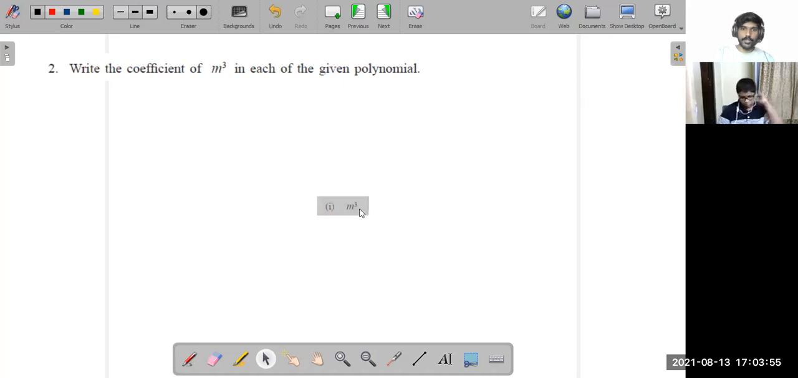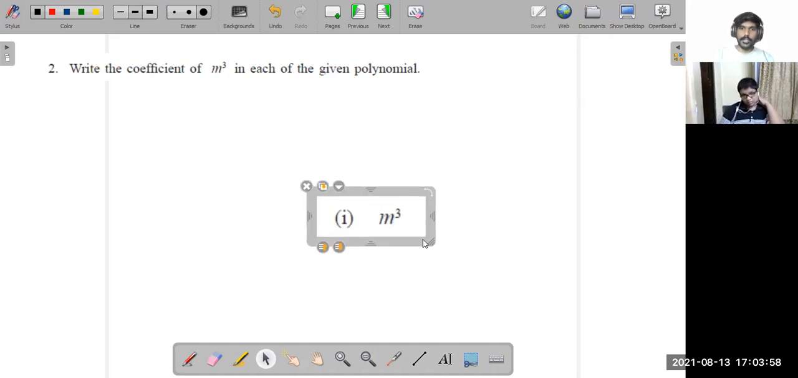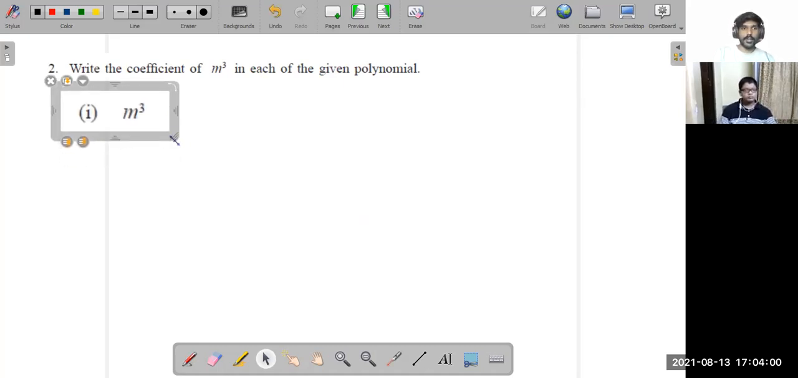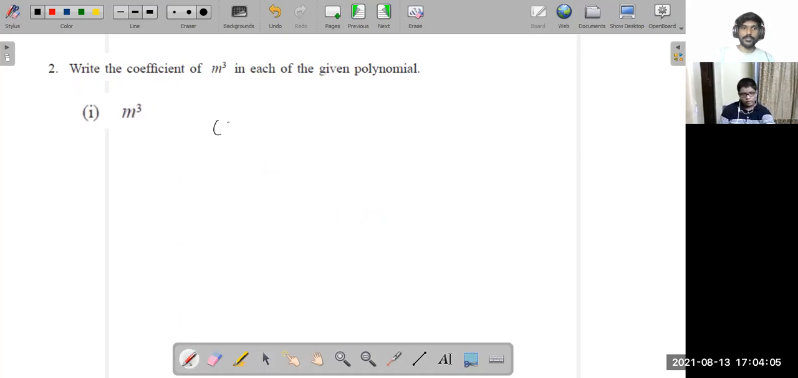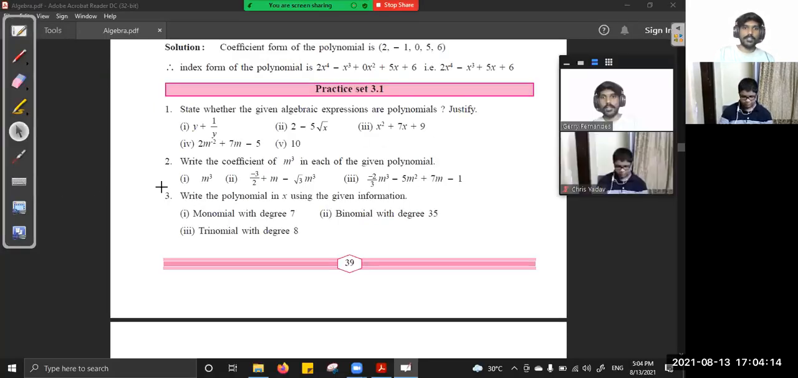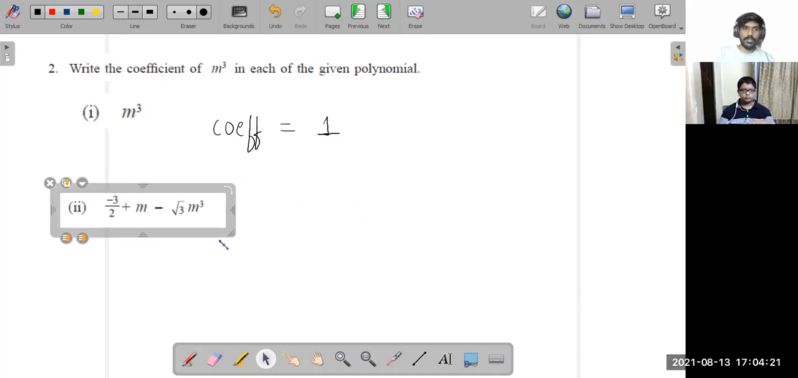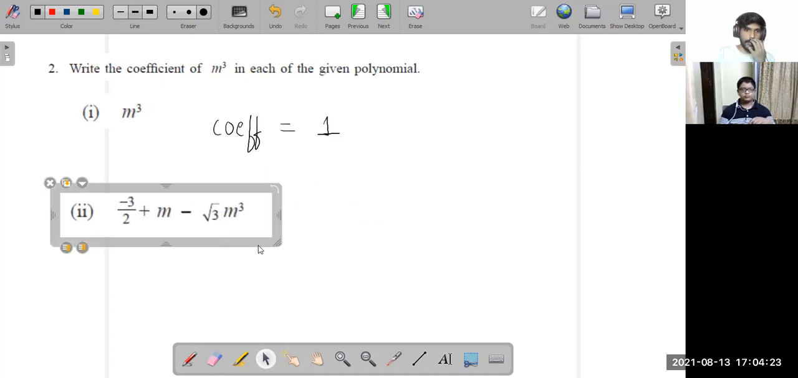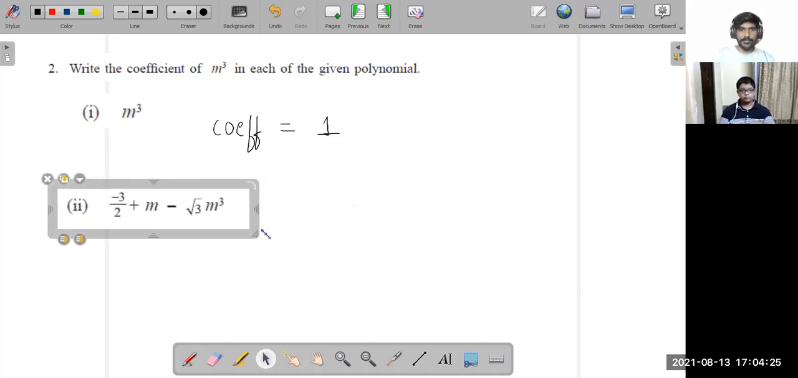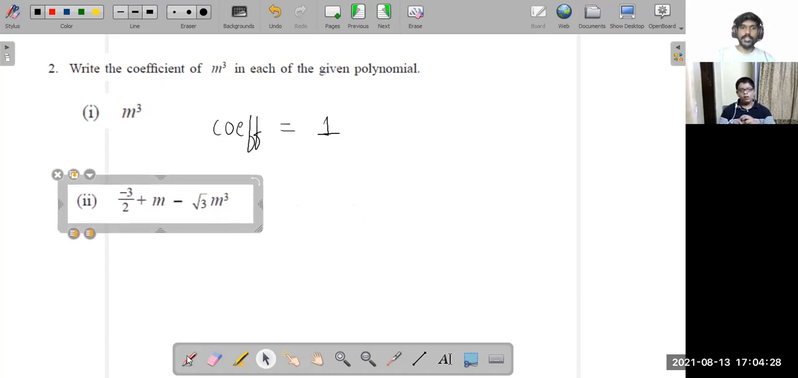Now, in this first one, it is just m cube. There is no number in front of m cube. So what will be the coefficient? 1. So the coefficient will be 1. Second one: minus 3 upon 2 plus m minus root 3 m cube.